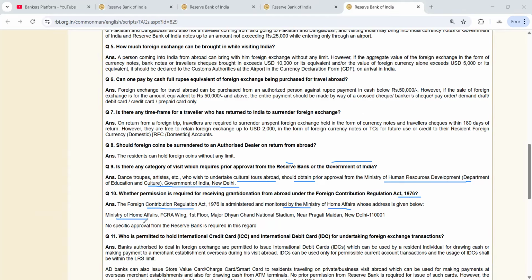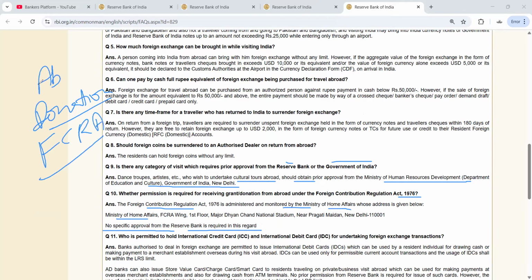Okay, their address is given. So no specific approval from RBI is required in this regard. So specific approval is not required for taking the donation under FCRA. Okay. So if any trust or NGO is taking donation from abroad, they should have an FCRA certificate. Okay. And this also you can remember, this FCRA certificate is valid for 5 years.